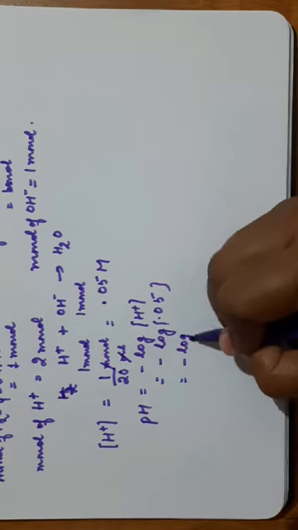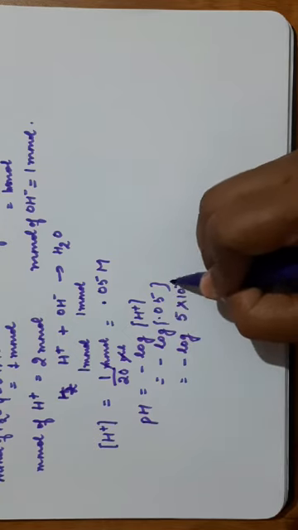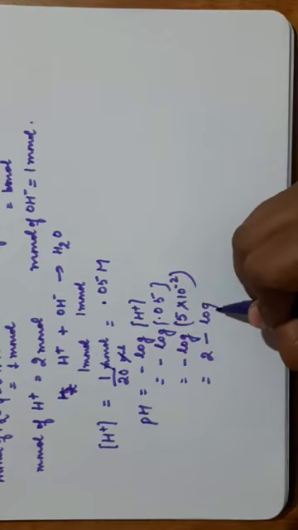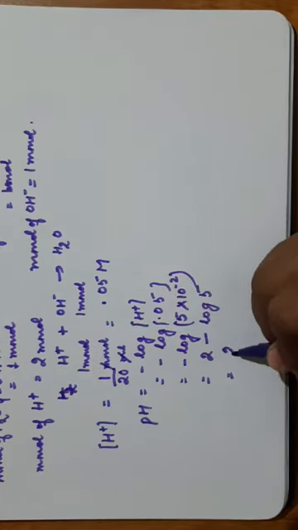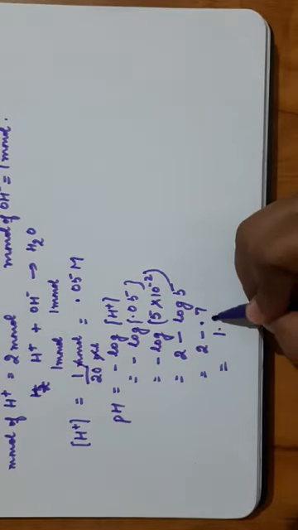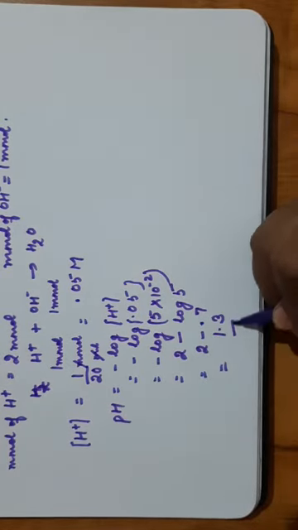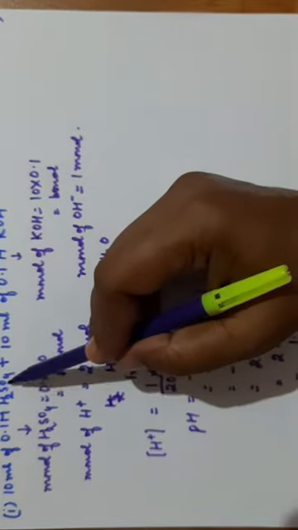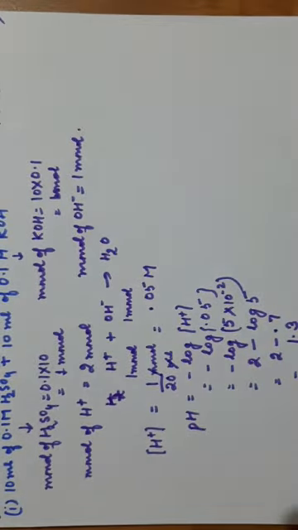So ये हो जाएगा minus log 5 into 10 power minus 2. It becomes 2 minus log 5. Log 5 is 0.7. So it becomes 1.3. So 1.3 is the pH of the mixture of this acid and base. Now let us solve the second question.